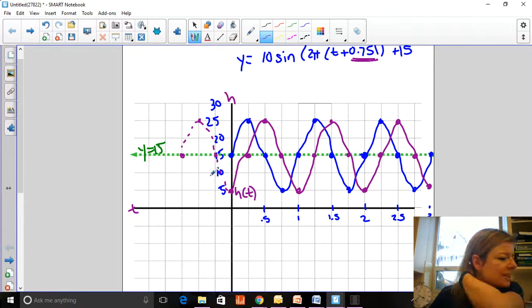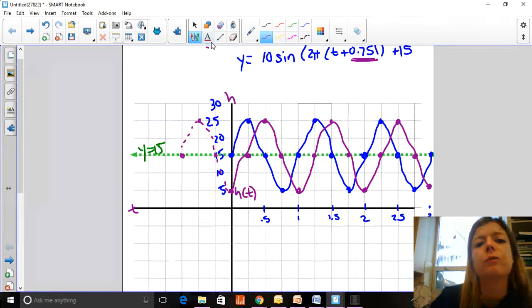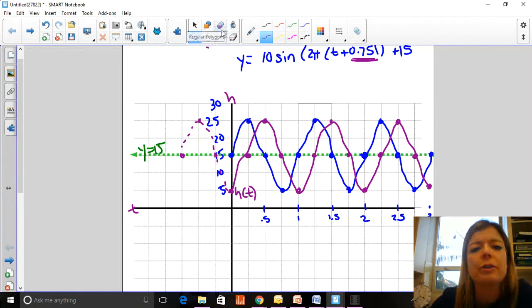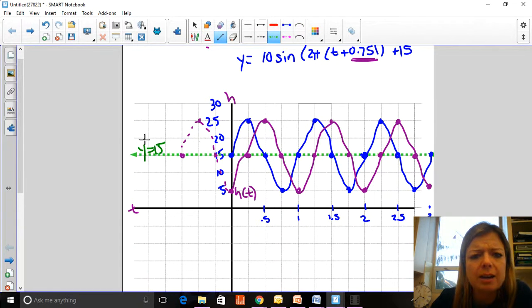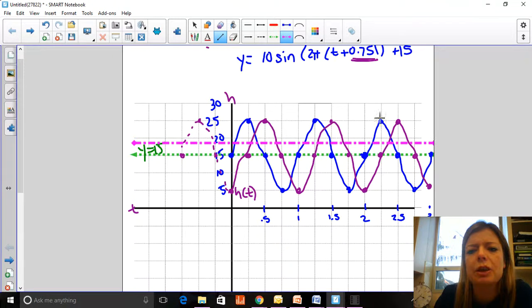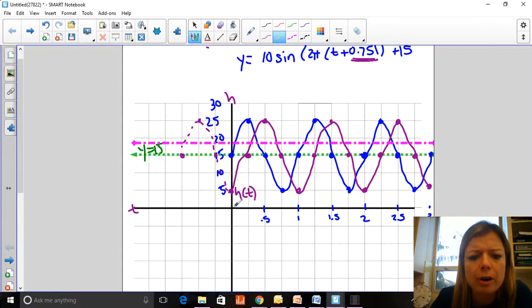Okay, so now the question says, when will the mass be 18 centimeters above the floor in the upward direction? So 18 centimeters is about here, right? So we just want to use the graph to see how many times this happens. Well, on the way up, again, we're using purple, it happens here. So that's between 0.25 and 0.5 seconds. And then it hits on the way down, but it only asked us about the way up.